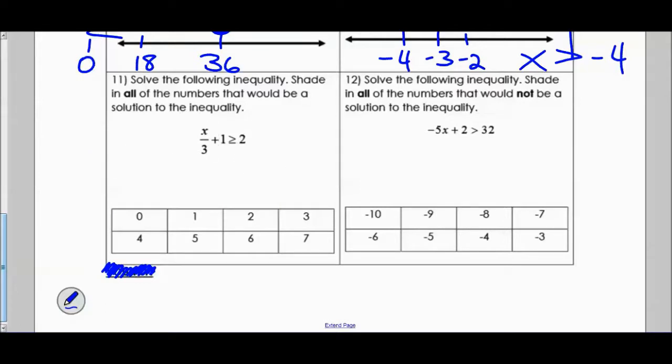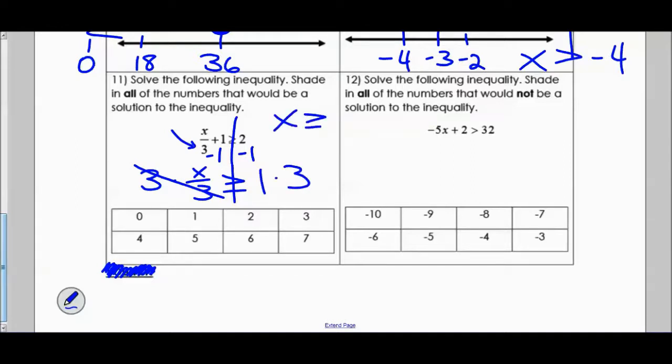I'm going to solve it by getting rid of first what's not directly attached. So that 3 is directly attached. It's being divided. I'm going to get rid of that plus 1 first. I'm going to subtract 1 from both sides. That's x divided by 3 is greater than or equal to positive 1. Now I want to undo division with multiplication. That'll cancel out that division. We'll multiply by 3 on the other side. x is greater than or equal to 3.